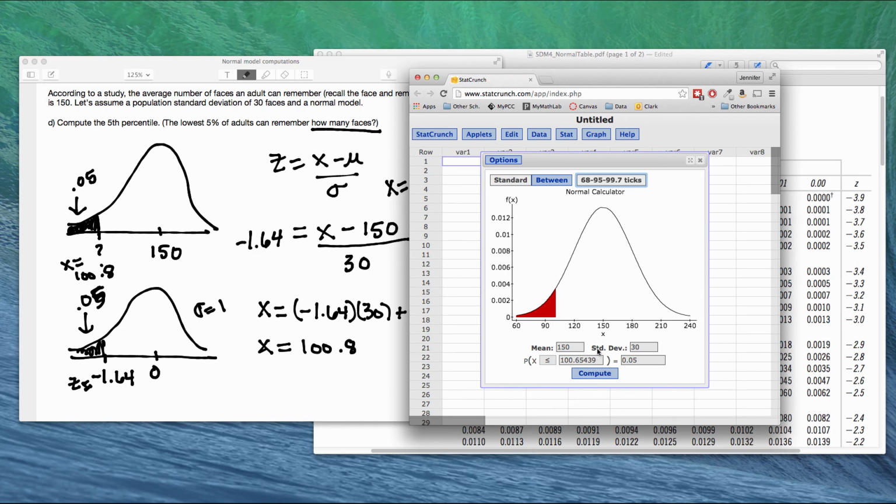So this is pretty close to what we computed by hand. It's 100.8 versus 100.65. StatCrunch is more precise. We didn't have to round. Remember that. Was it negative 1.64? Was it negative 1.65? We didn't have to do any guesswork. It used the exact value, and that's why we get a little bit different answer. So the 5th percentile, that cutoff for the lower 5%, is at 100.7 faces or 100.8 faces.